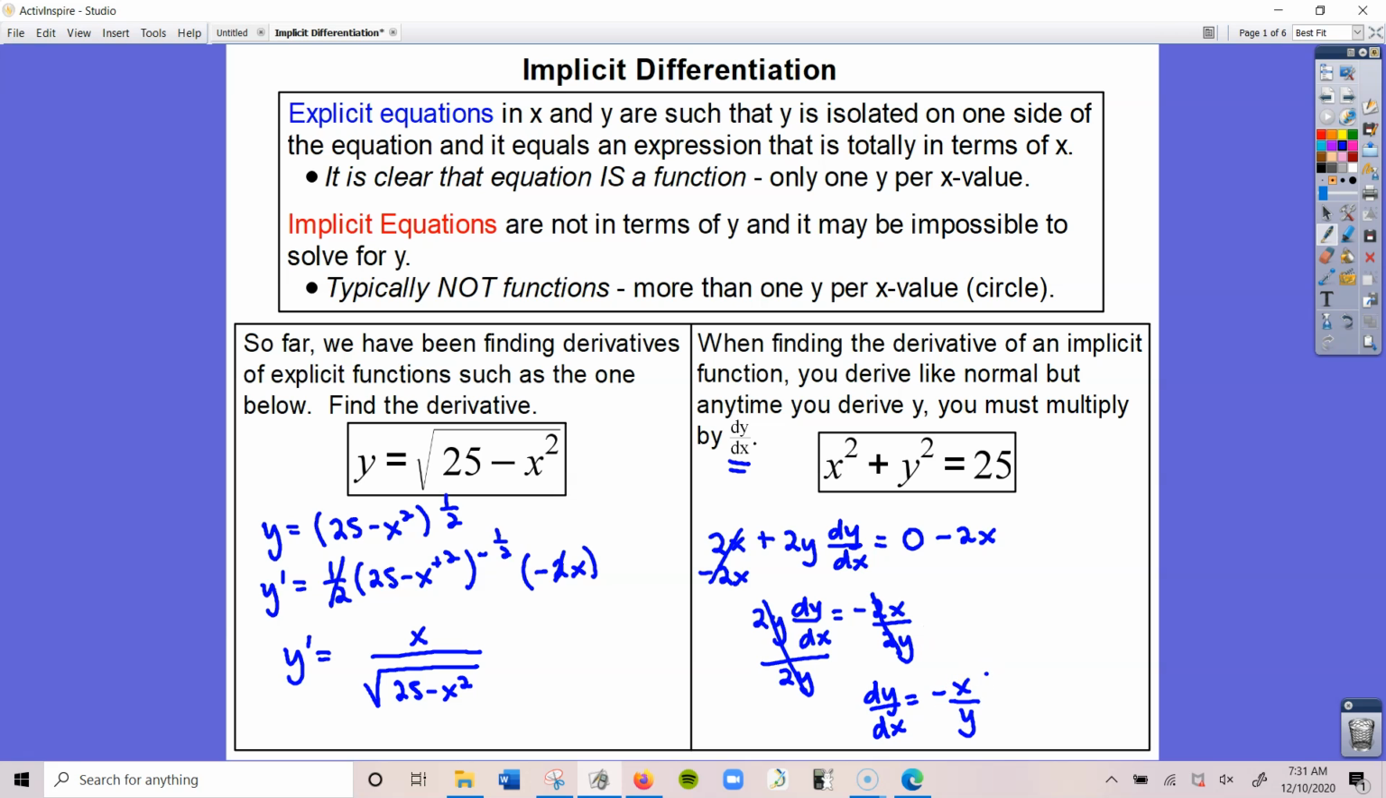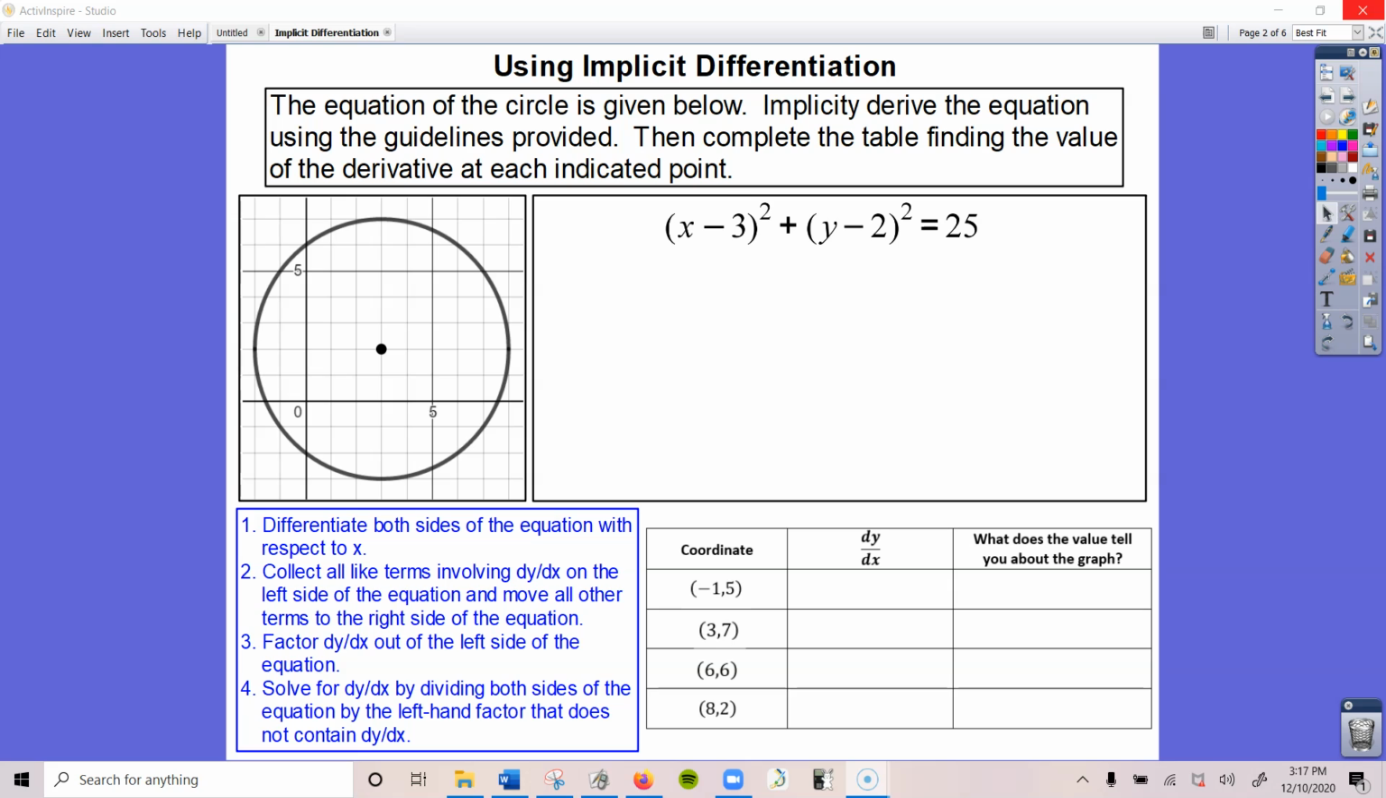Typically, implicit functions, when you get the derivative, will have both x and y as part of your derivative answer. And so if you're trying to find the derivative of an implicit function at a particular point, you would need both the x and the y value in order to find that derivative. So now we're going to have a look at how this process works a little bit closer.